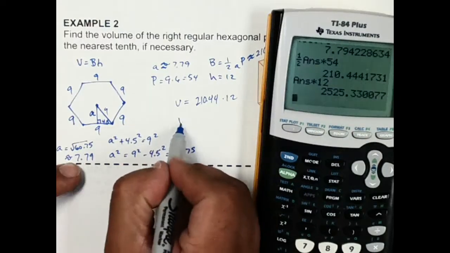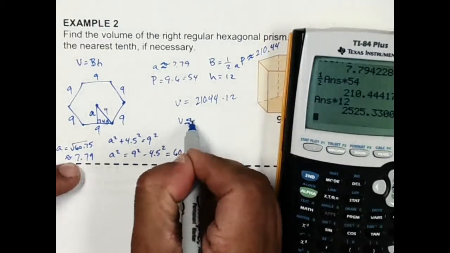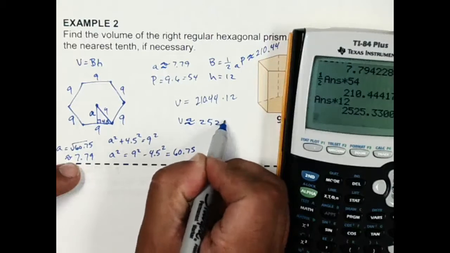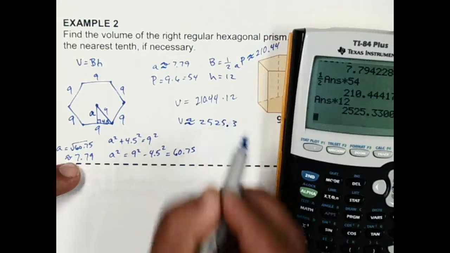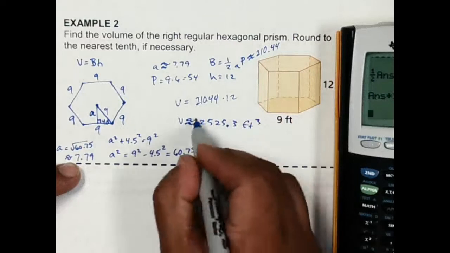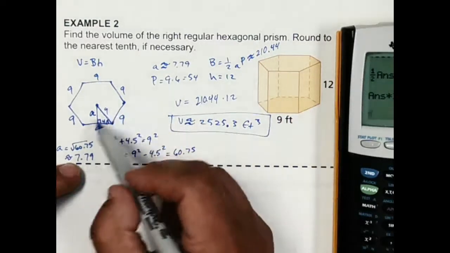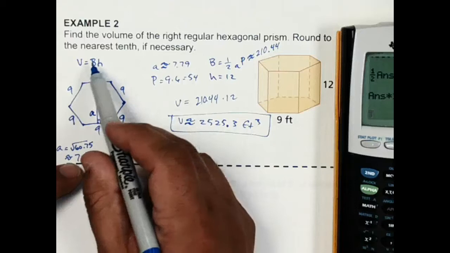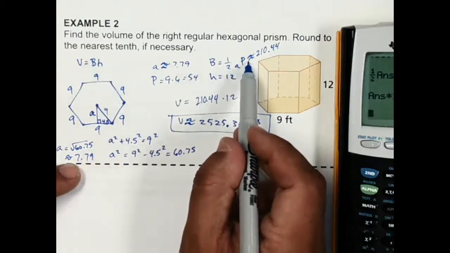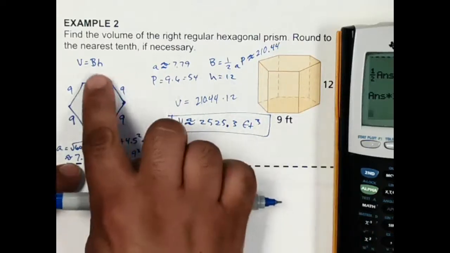So the volume is going to equal, actually that's still an approximation, that's about 12,525.3 cubic feet. Okay, a lot of things we had to solve for. In order to find the area of the base, I needed to calculate the apothem and the perimeter of the base, then the height of the prism when I substitute in for the volume.